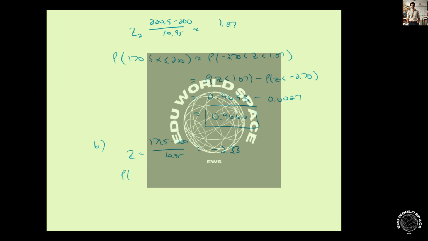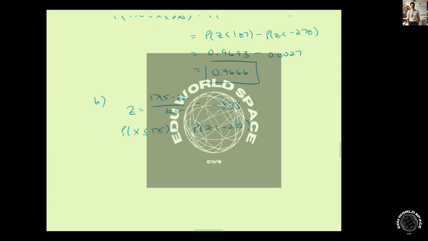So less than or equal to 175 is the same as the probability that z is less than negative 2.33 from the z table. And that is 0.0099, or about 0.99%, or about a 1% chance.